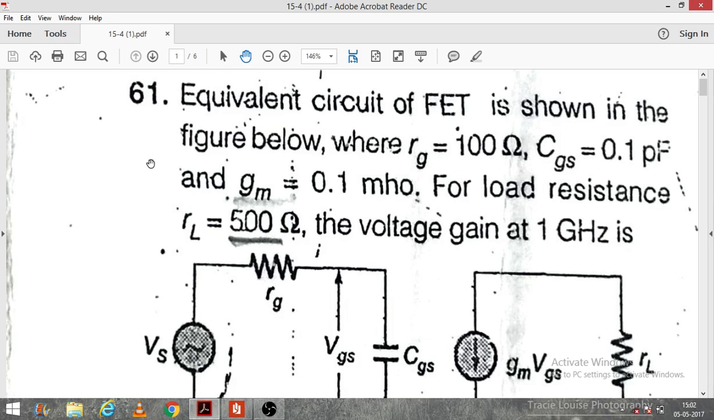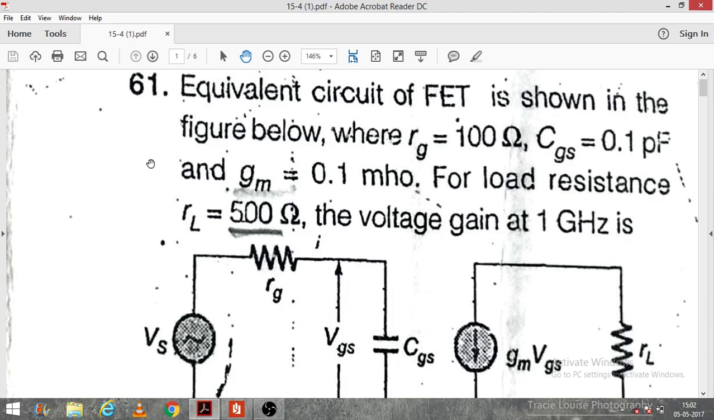Now in question number 61, we are given the equivalent circuit of a FET, in which Rg is 100 ohms, CGS is 0.1 picofarad, Gm is 0.1 mho, and the load resistance is 500 ohm. Now we have to calculate the voltage gain at 1 gigahertz. Actually this is the operating frequency, and we have to calculate the voltage gain.